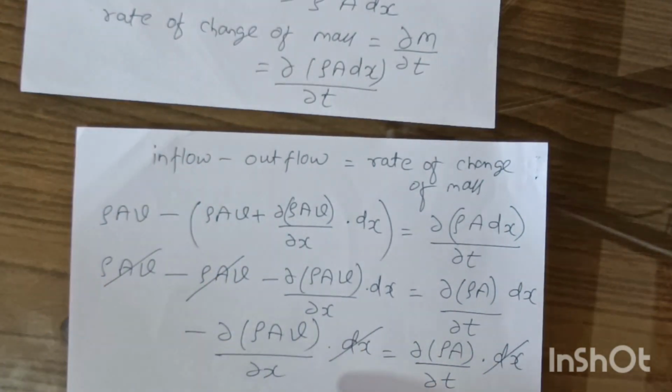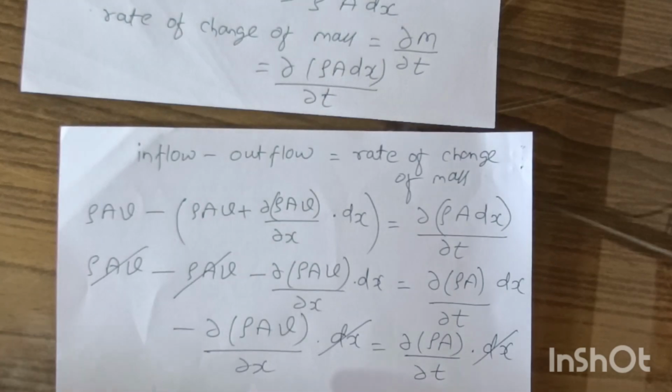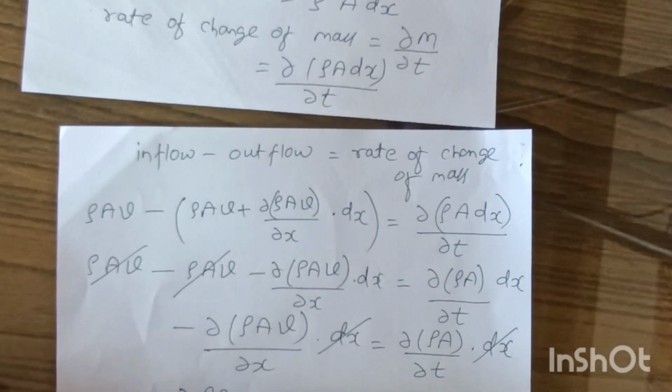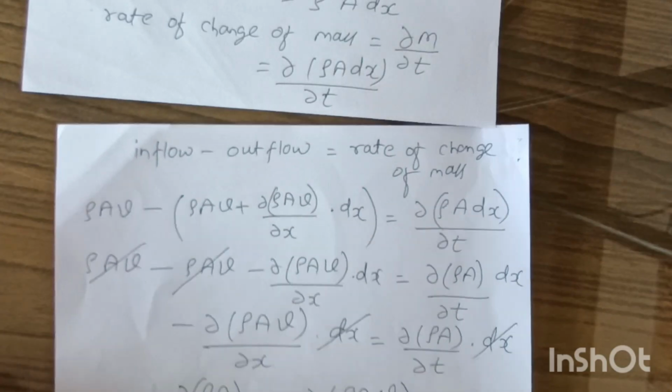You can cancel out the dx also. So if you cancel out the dx, and rearranging this minus over here, we are going to get del rho A by del t plus del rho A V by del x is equal to 0. It's going to be like this.